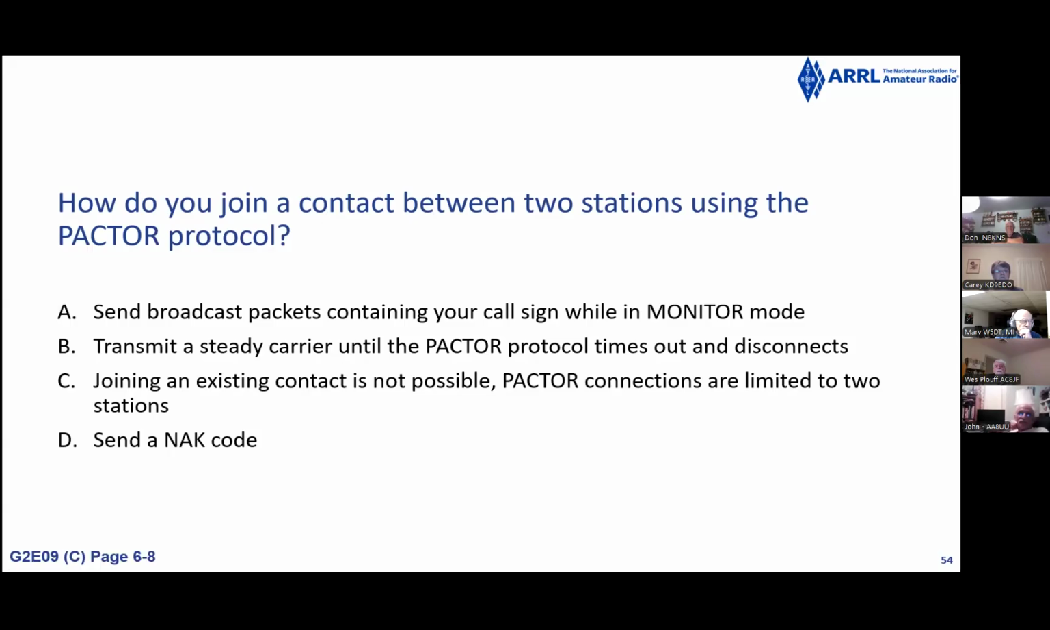In PACTOR and other packet radio protocols, you can listen, but you can only participate with one other station. So if two people are talking to each other, you can't join that conversation.